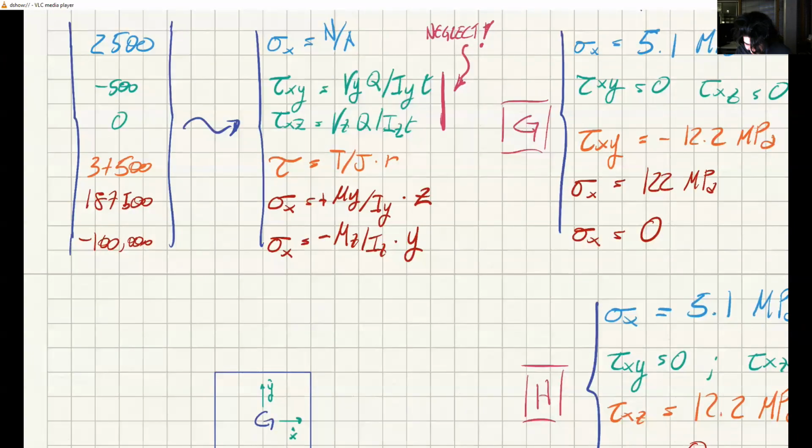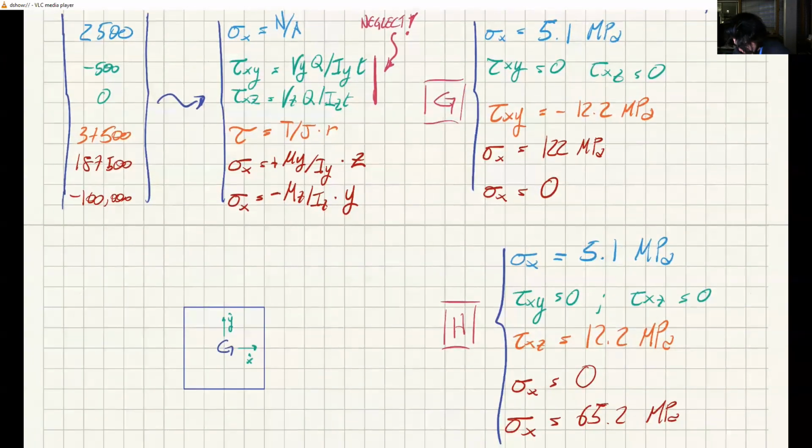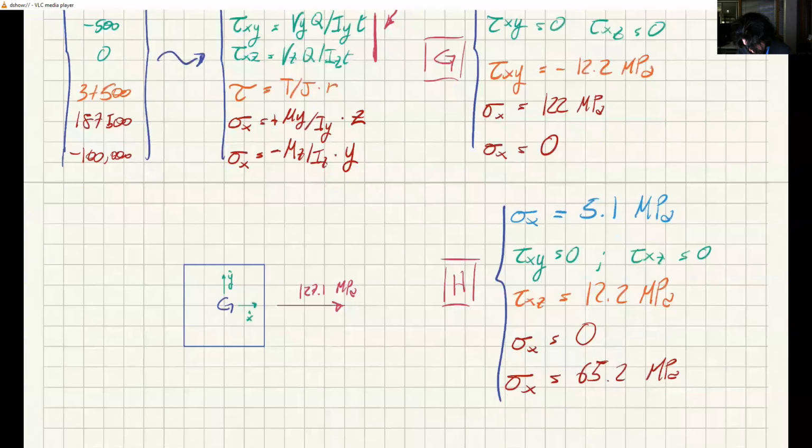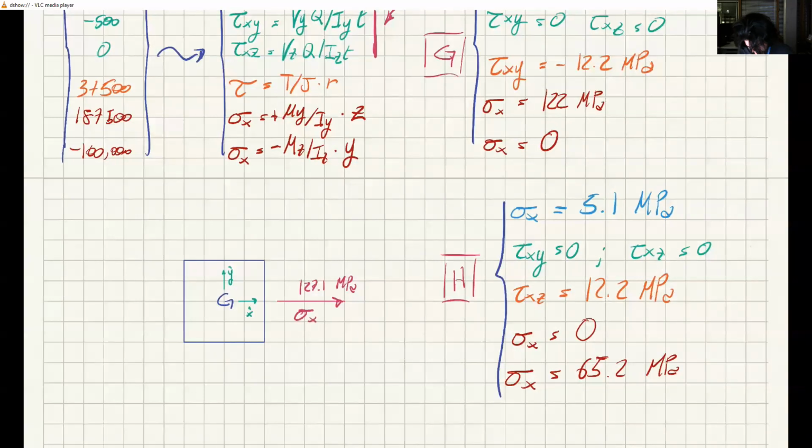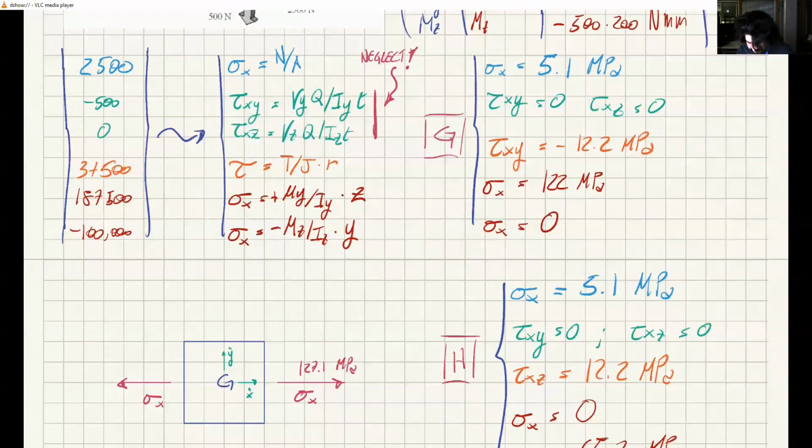And so I have that sigma x is, of course, the sum of these two. These are the same nature of stress, so I can sum them up. So 122 plus 5.1 is 127.1 megapascal, and this is sigma x. And of course, I have a sigma x exactly in the opposite direction to balance it out. There is no sigma y, as you can see, so I don't put anything in this direction.